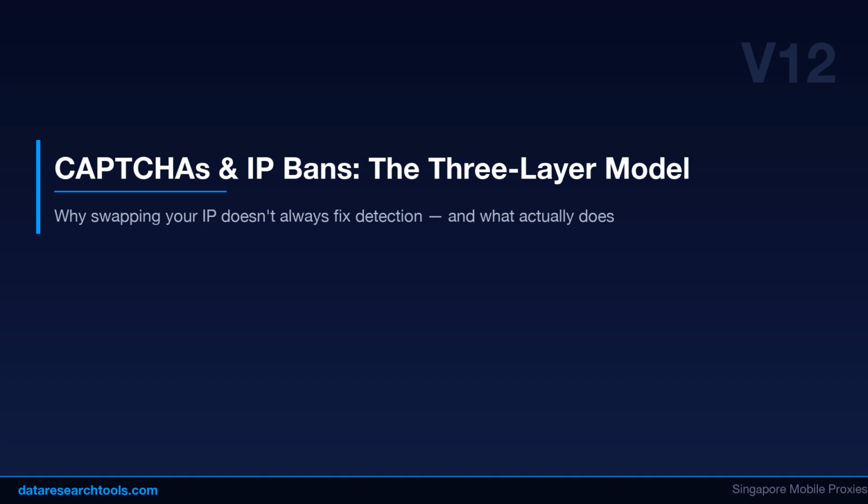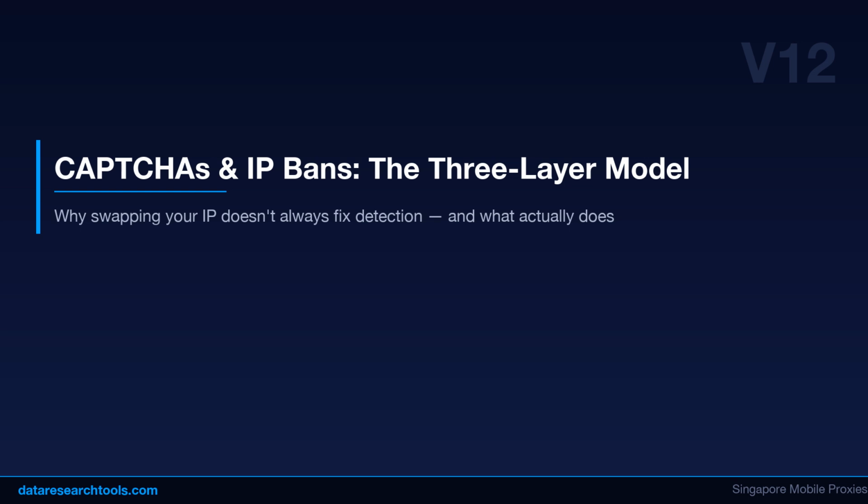CAPTCHAs and IP bans are the two most common obstacles in any scraping operation, automation, or multi-account workflow. Most people think the solution is just swap your IP and try again. But that's not actually how detection systems work. This video explains the actual mechanics behind why CAPTCHAs happen, why they don't always go away when you change proxies, and where mobile proxies actually help versus where they don't.